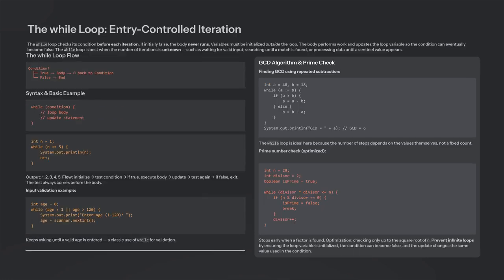The while loop is perfect when the number of iterations is unknown, such as reading data until a sentinel value is reached. Because it is entry-controlled, the body may never run if the condition is initially false. Always ensure your update statement eventually makes the condition false.